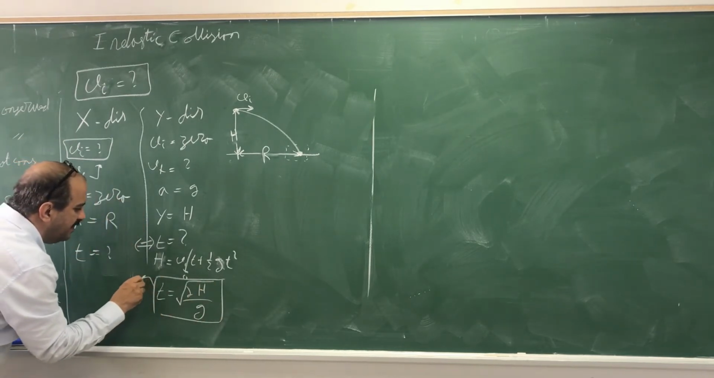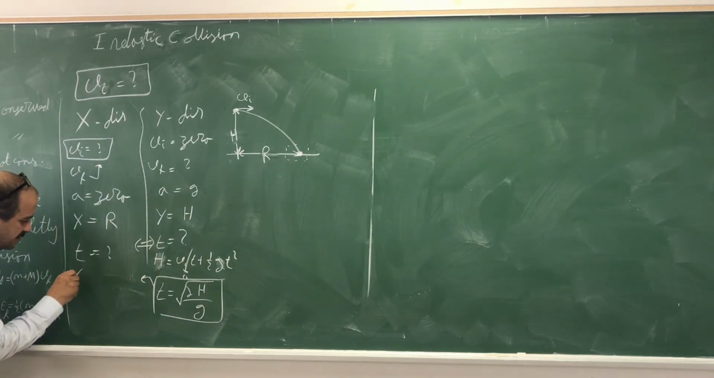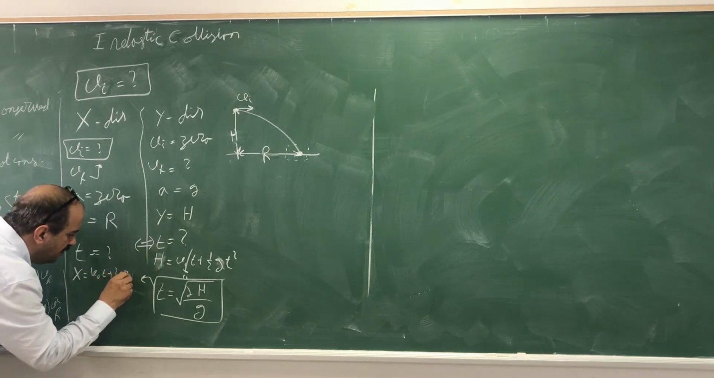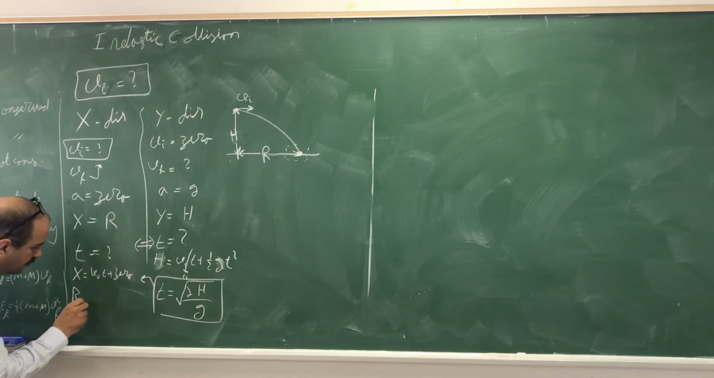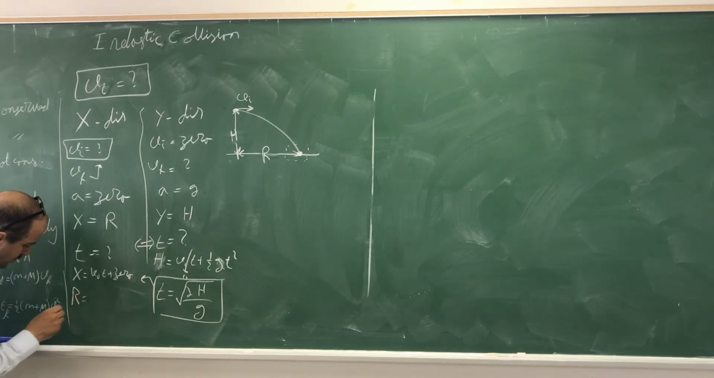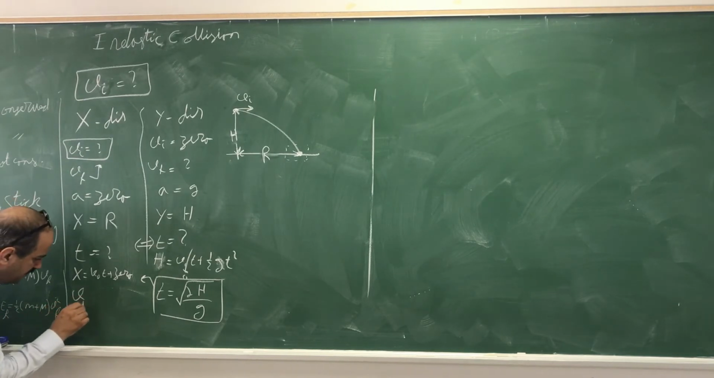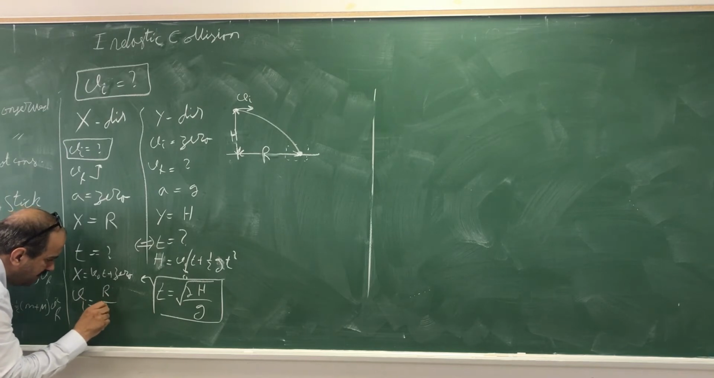Now we will use that time in the x direction. We know that in the x direction, x equals v naught t plus 0, because there is no acceleration in that direction. That means our x, which can be determined experimentally and equals r, equals v naught multiplied by t. Or let me go direct: our initial velocity, our target, equals the displacement r divided by t.